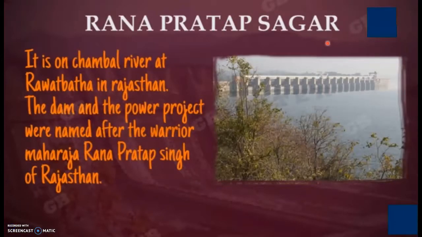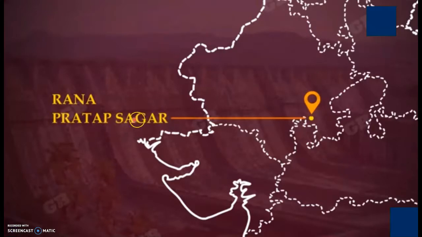Next one, Rana Pratap Sagar. It is on the Chambal River at Rawatbhata in Rajasthan. The dam and the power project were named after the warrior Maharana Pratap Singh of Rajasthan. Mark Rana Pratap Sagar in Rajasthan here. Okay. This point.